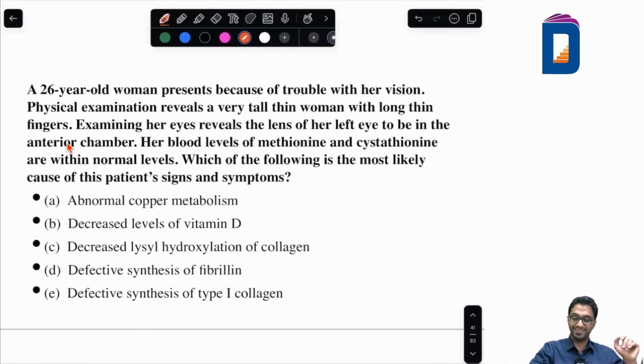Wonderful question. Okay, it's a medical question also. 26-year-old, don't look at the keyword, just read. Okay, something comes to your mind. Presents because of trouble with her vision.